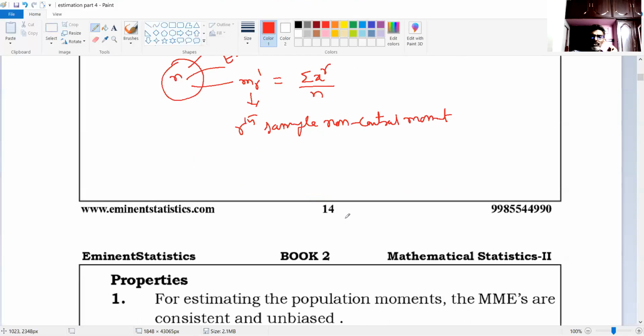Now equating these two, mu r dash equal to m r dash, and solving it, we get the MMEs, the method of moment estimators. This is the procedure. Easily we can obtain the MMEs.